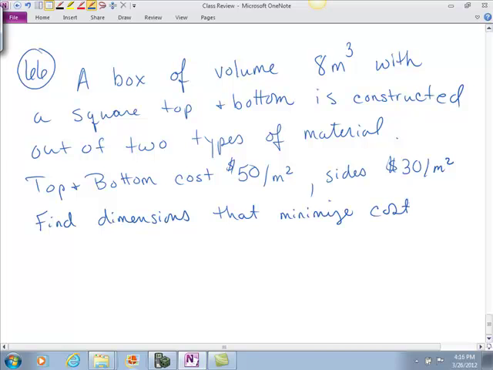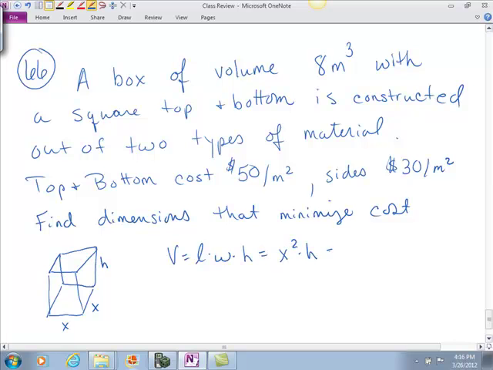Okay, so first thing you want to do is draw a picture. So we have a box with a square top and bottom. That's handy because that immediately reduces one of our variables: instead of length times width times height, we have a square base. So we could call the side x, and the height h. We know the volume is length times width times height, but here that's going to be x squared times h, and we know that that's 8 cubic meters.